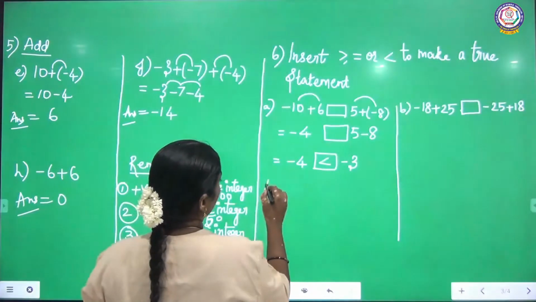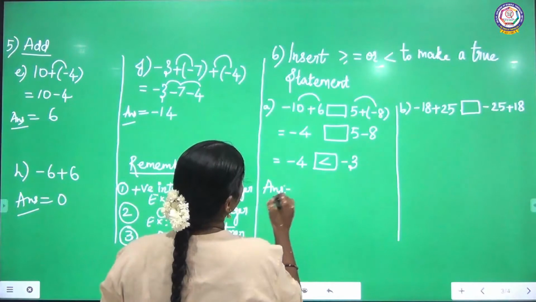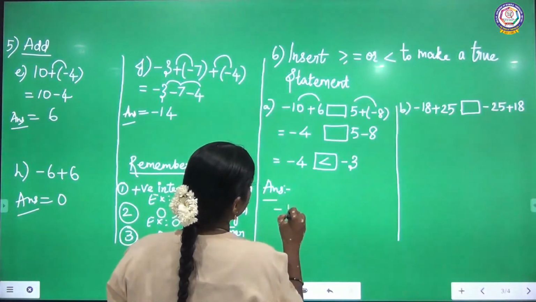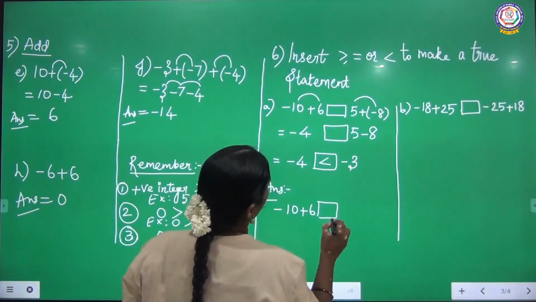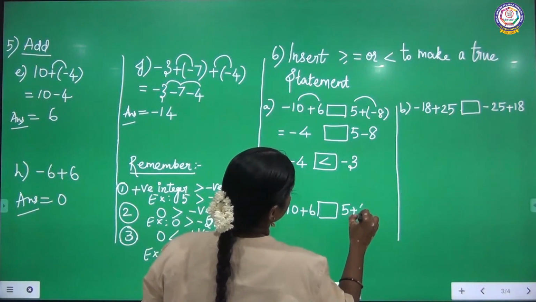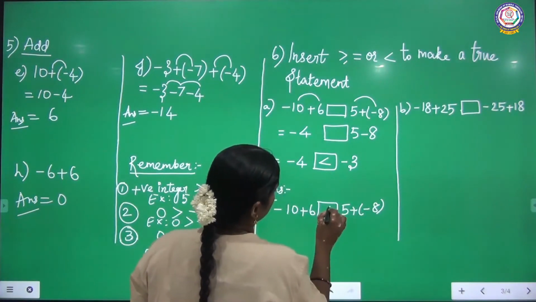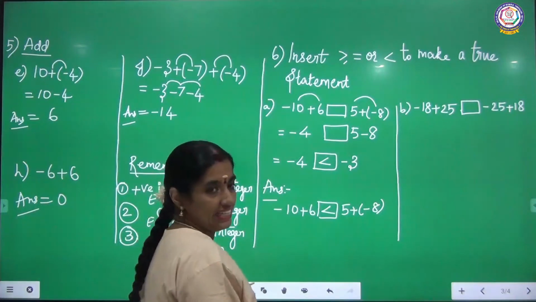So, now I am going to write the answer for this. Write the question as it is. Minus 10 plus 6 box 5 plus into minus 8 is lesser.